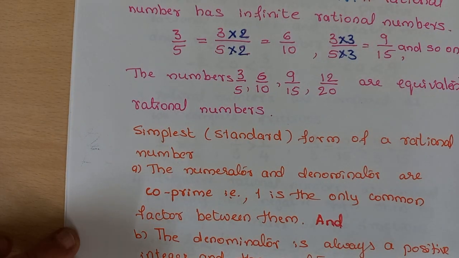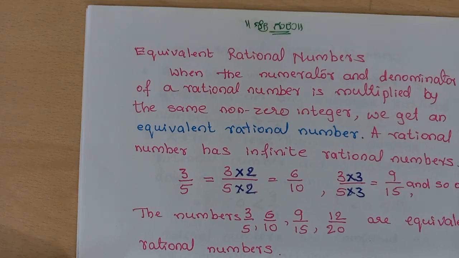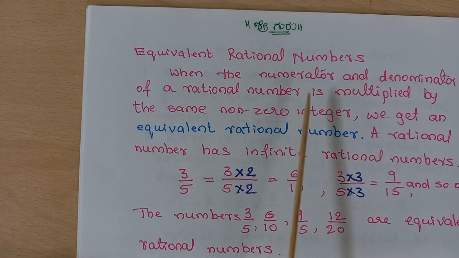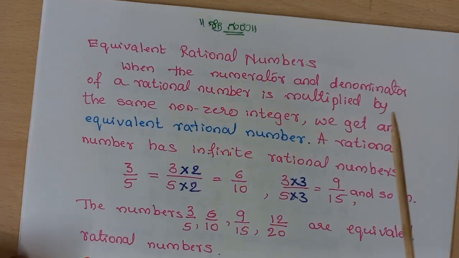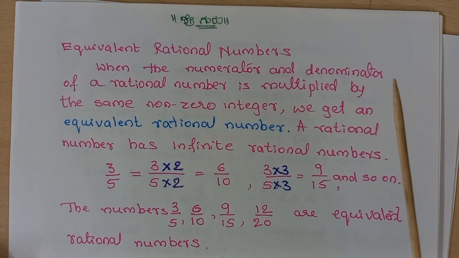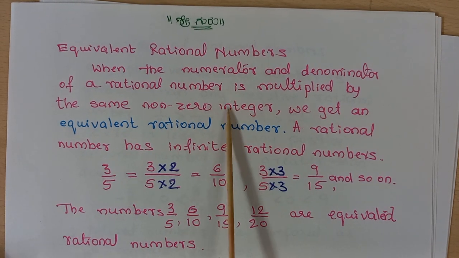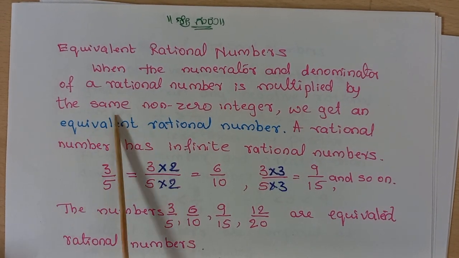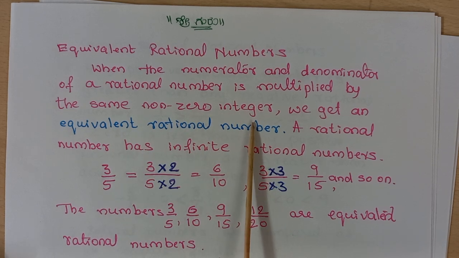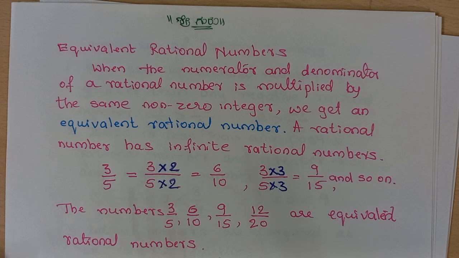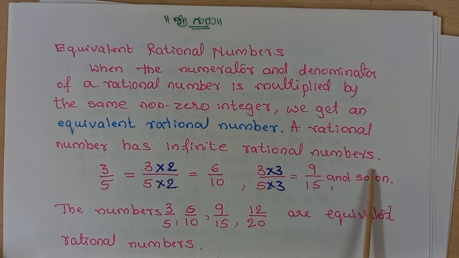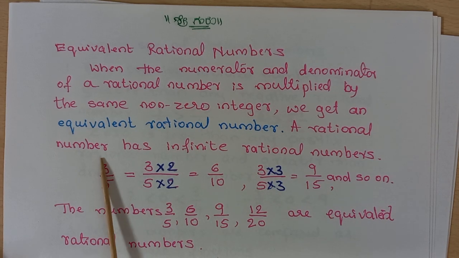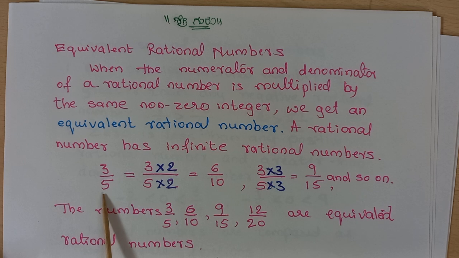Now, let us study about equivalent rational numbers. When the numerator and denominator of a rational number is multiplied by the same non-zero integer, we get an equivalent rational number. A rational number has infinite equivalent rational numbers. For example, 3 by 5.